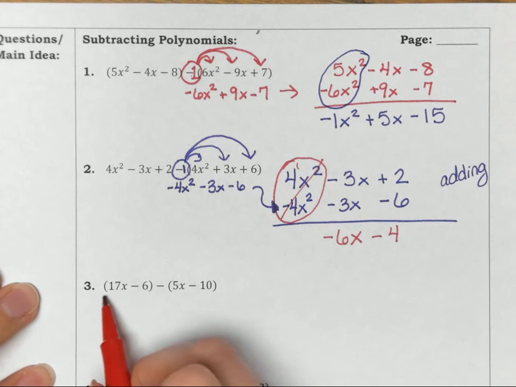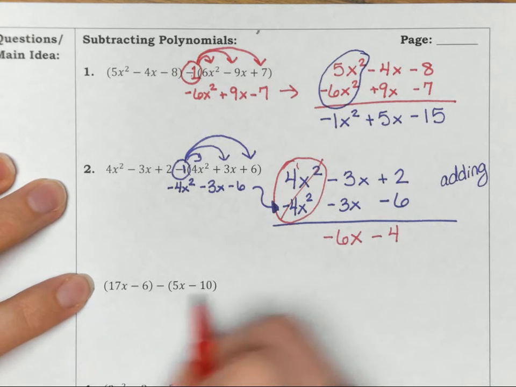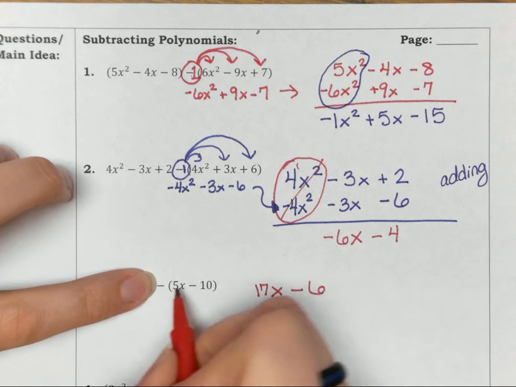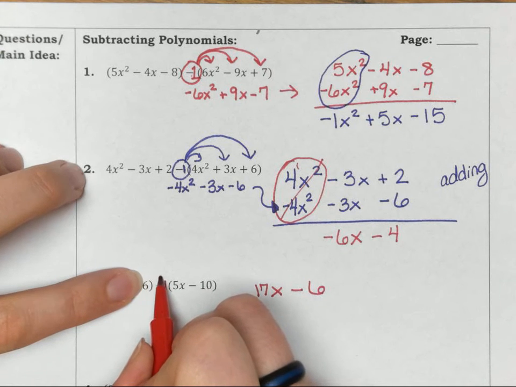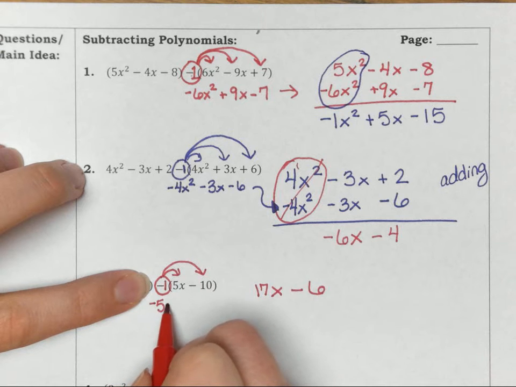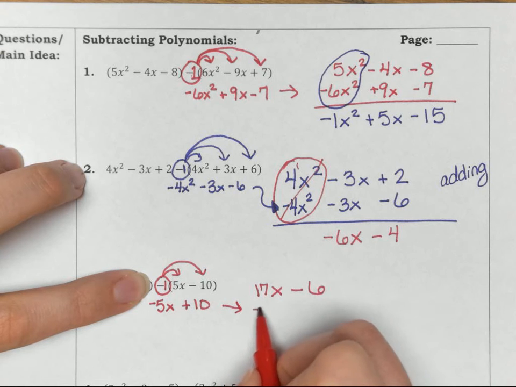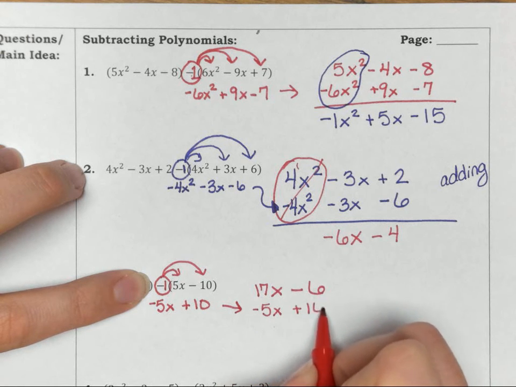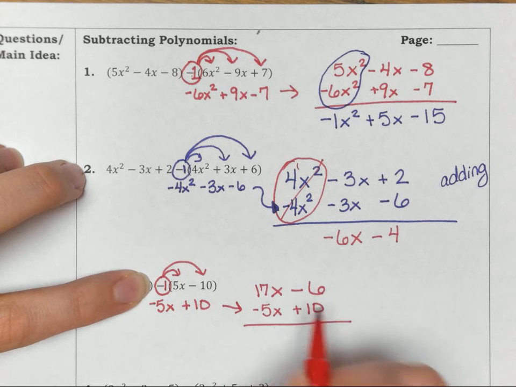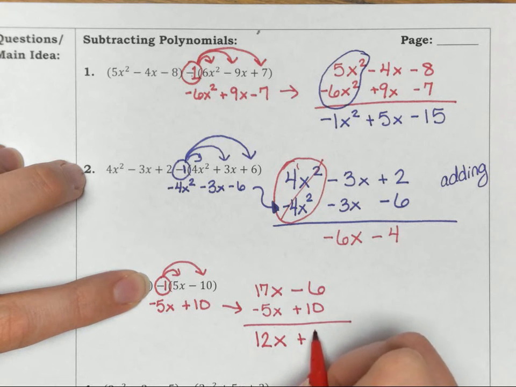Number 3, same thing, just not as big of a problem. I rewrite my first part because there's nothing in front. So 17x minus 6. This second set, though, has a negative 1 that gets distributed to everything inside. So this is negative 5x, positive 10. And now I'm going to line it up. Negative 5x plus 10. Add straight down. 17 and negative 5 gives me 12x. Negative 6 and positive 10 is positive 4.